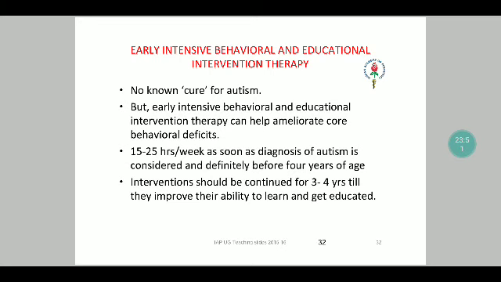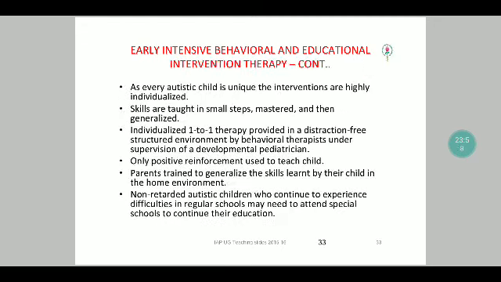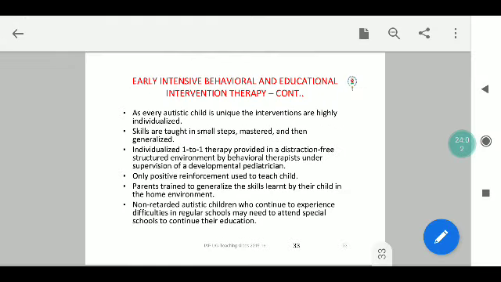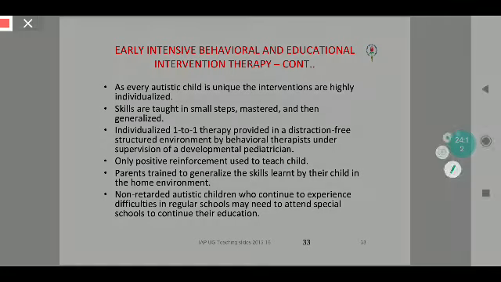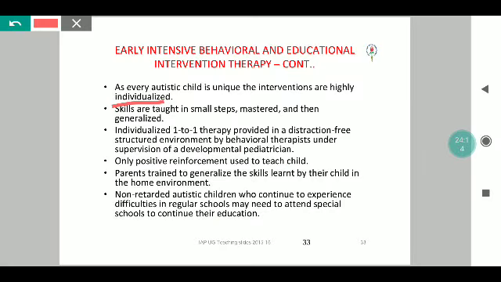online. Now, these interventions are to be continued for at least 3 to 4 years till the child's ability to learn improves and is educated. It is important to note that autism is not a disease of an infectious etiology where you have a set antibiotic to be given at a set dose at a set time per day. Every autistic child is unique and these interventions are highly individualized. Now, the skills are taught in small steps, mastered and subsequently generalized.